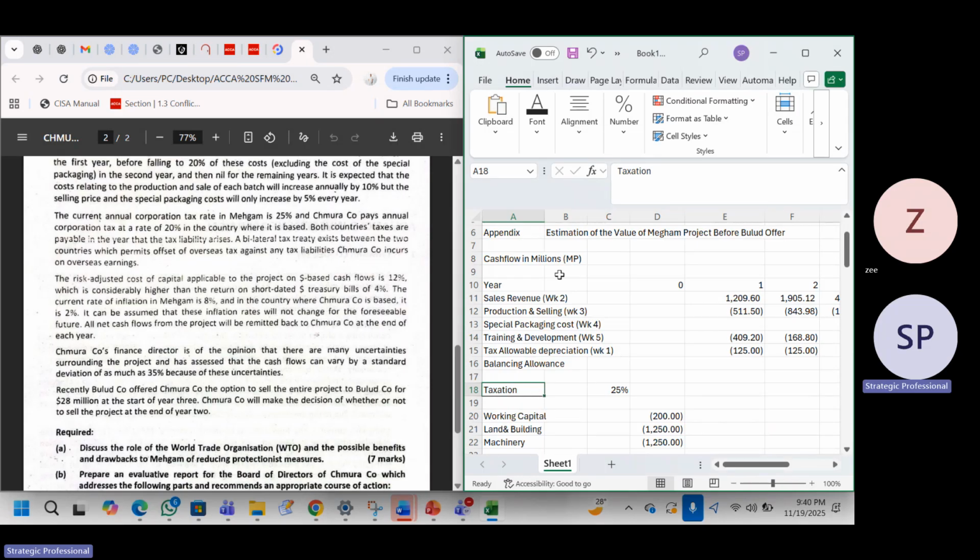So now they've told us that the risk-adjusted cost of capital applicable to the project on dollar-based cash flow is 12%, right? Which is considerably higher than the return on short-dated treasury bills of 4%, right? The current rate of inflation in MEAM is 8%, and the country where Chumraco is based is 2%.